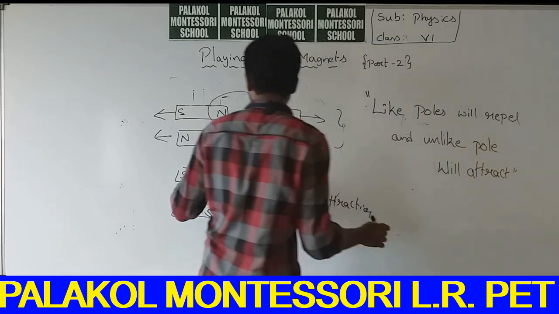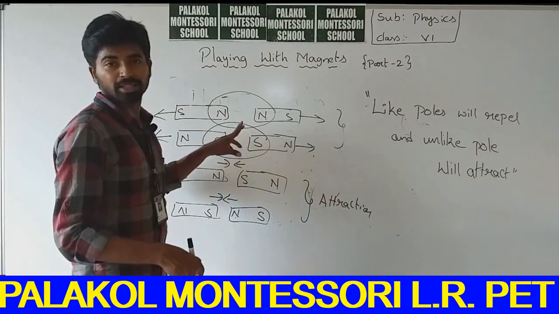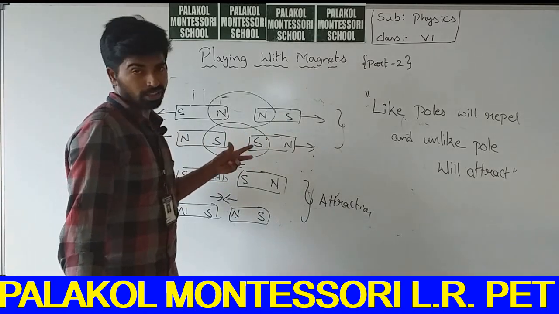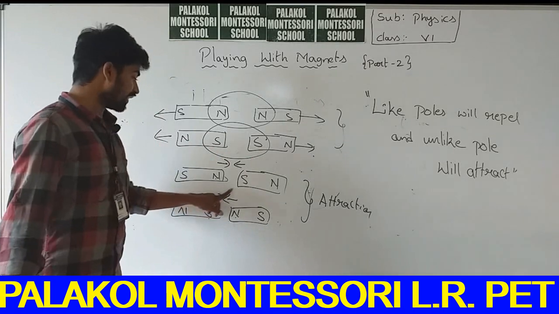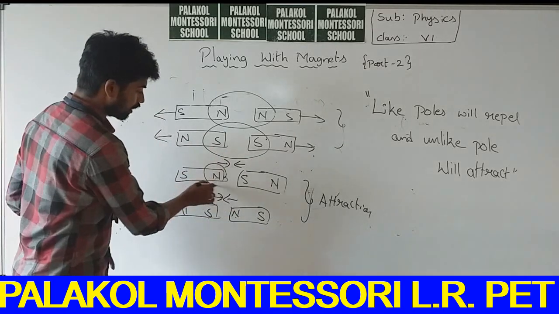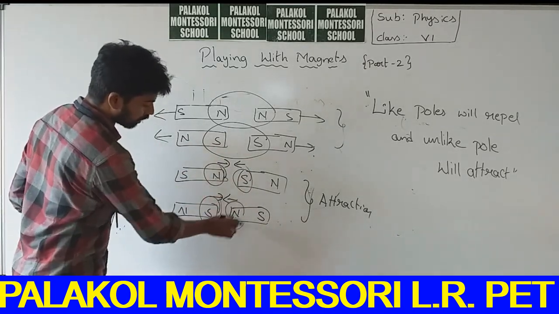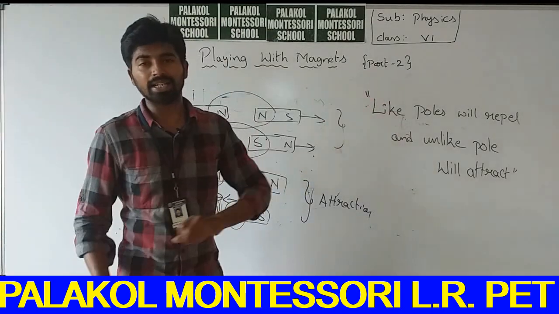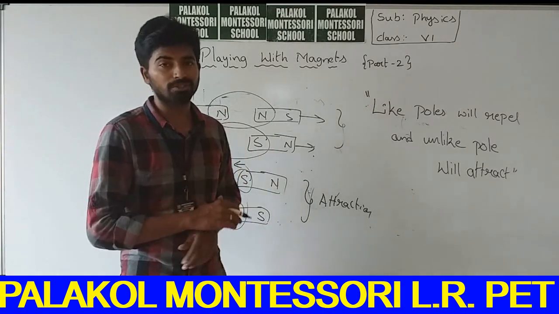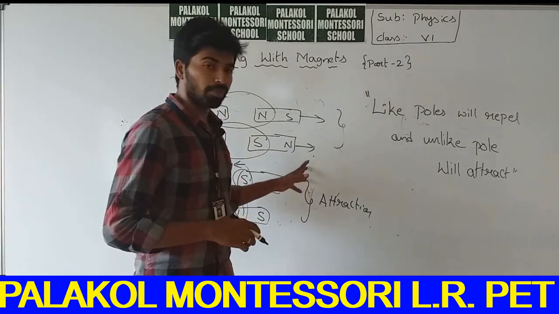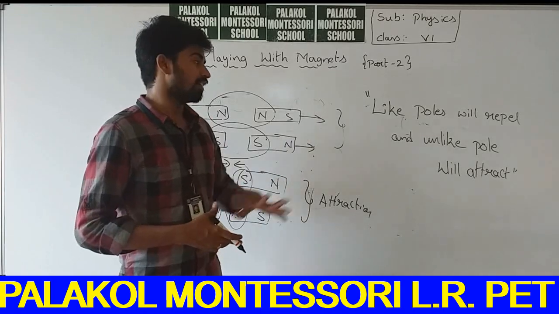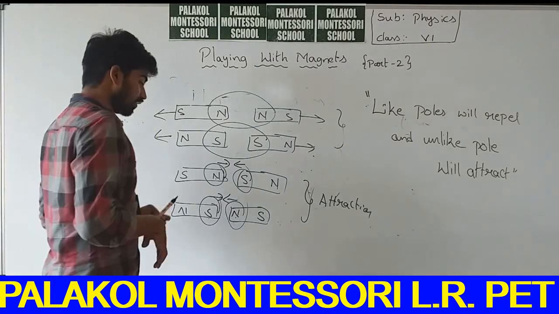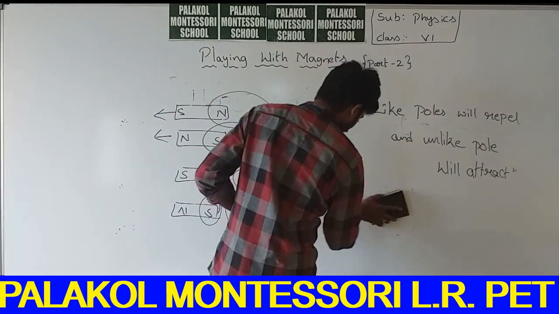South and south poles, north and north poles are like poles. If it is north and north, they will undergo repulsion. If it is south and south, they will undergo repulsion. If it is unlike poles, meaning north and south, they attract each other. So this is one of the properties of bar magnets: like poles repel each other and unlike poles attract each other. Let us learn about another concept.